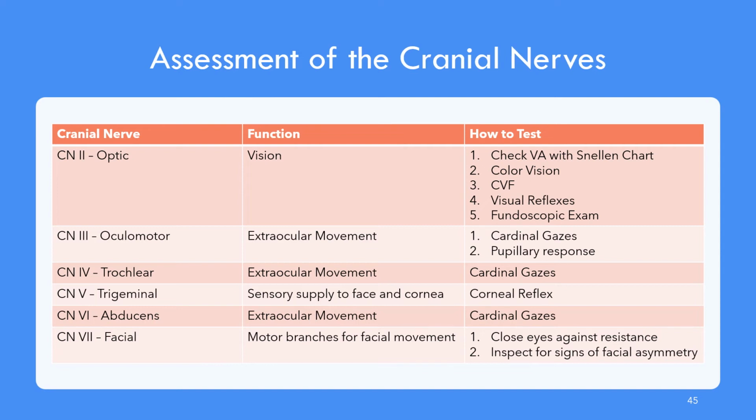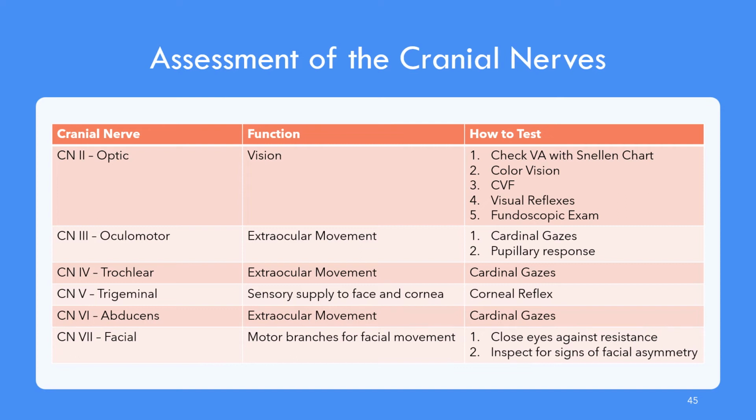How do we test it? We check vision, we check color vision, we check confrontation visual fields, we check visual reflexes, and we can do a fundoscopic exam. Cranial nerve 3, or the oculomotor nerve, primary function is extraocular movement. Here we can assess a patient's cardinal gazes and their pupillary response.